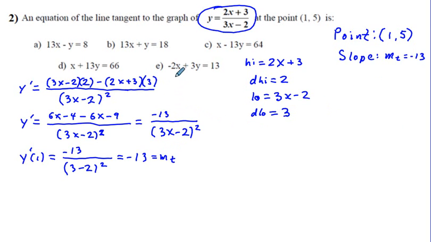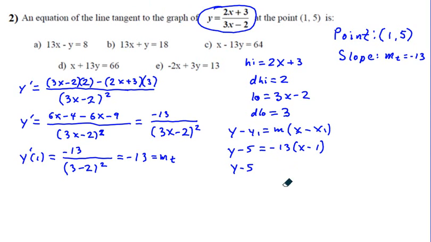And so now we have our different answer choices, which are all in standard form. Let's go ahead and write this equation of tangent line in point slope form, which is going to be y minus y1 equals m times quantity x minus x1. In this case we have y minus 5 is equal to negative 13 times x minus 1. And we have this in a standard form here. Let's go ahead and continue to simplify.